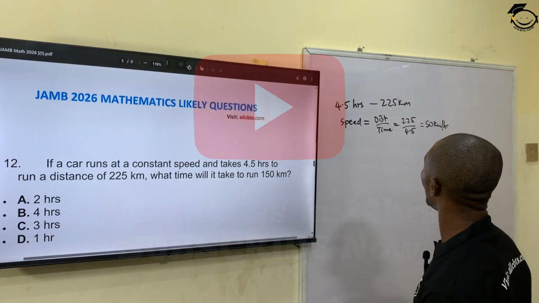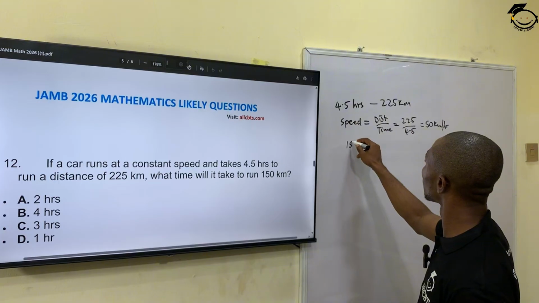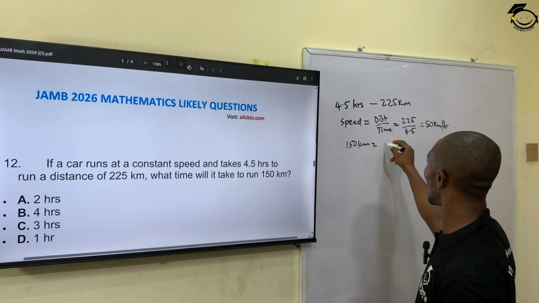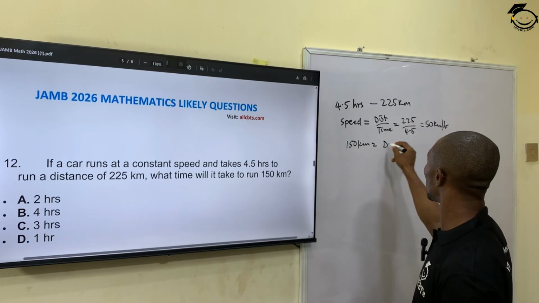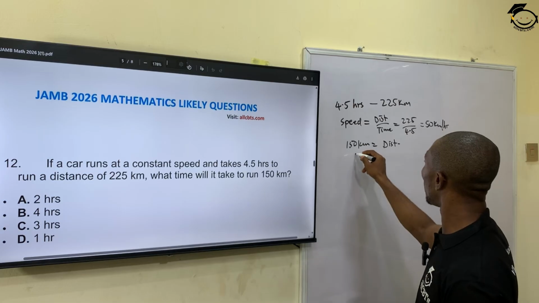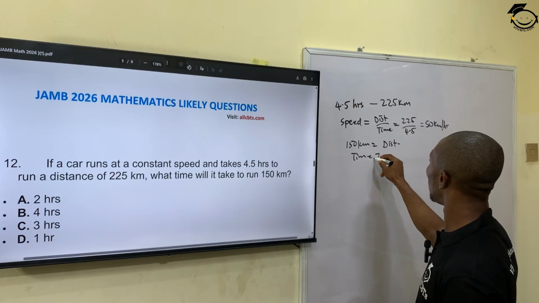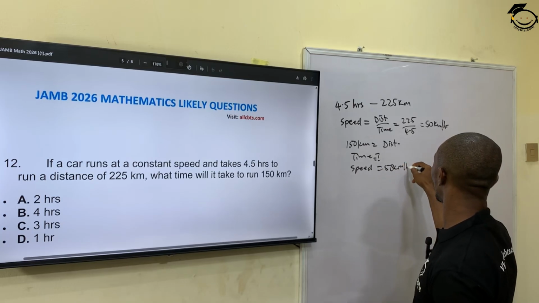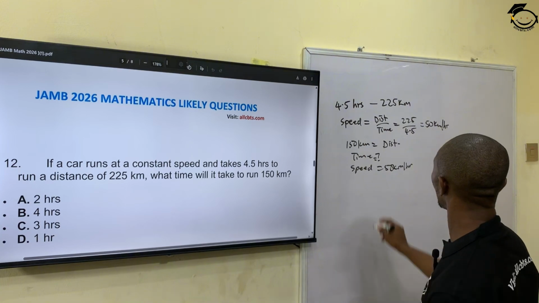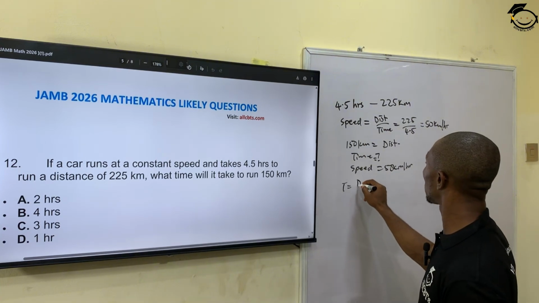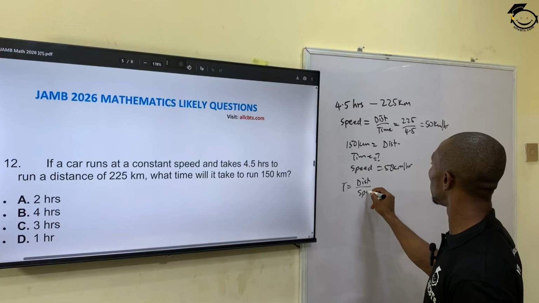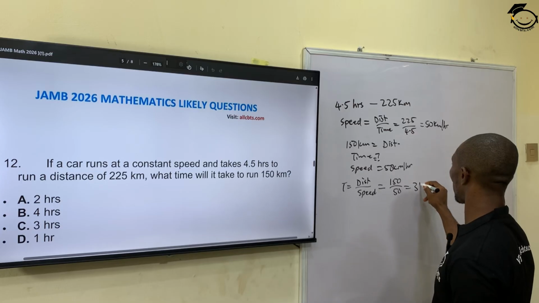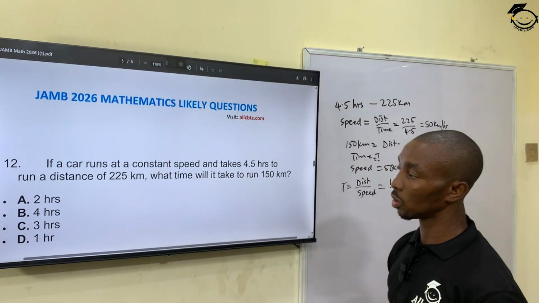Now for 150 kilometers, that's our distance. So distance is 150, and we are looking for time. We know that speed is 50 kilometers per hour. So time equals distance over speed, which becomes 150 over 50, which gives us 3 hours, which is option C.